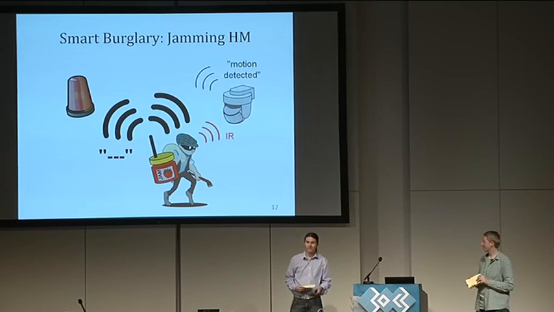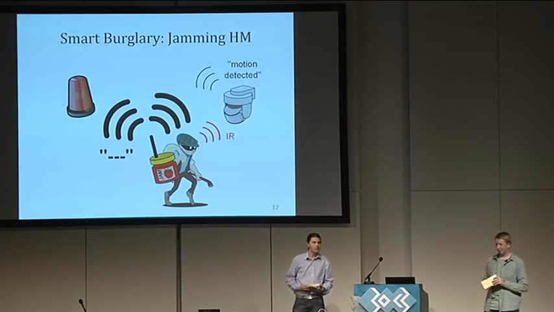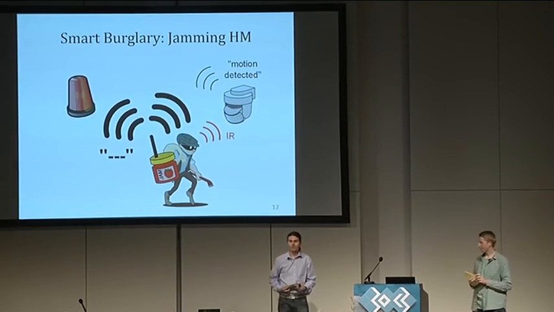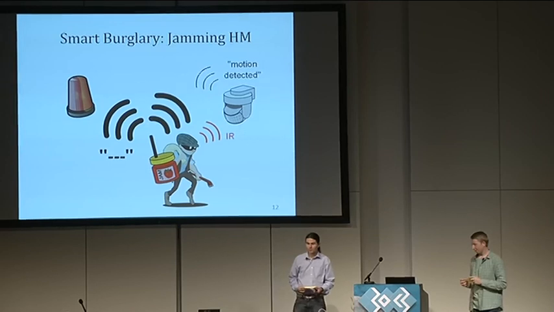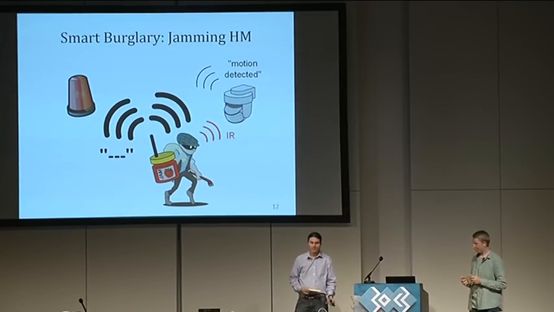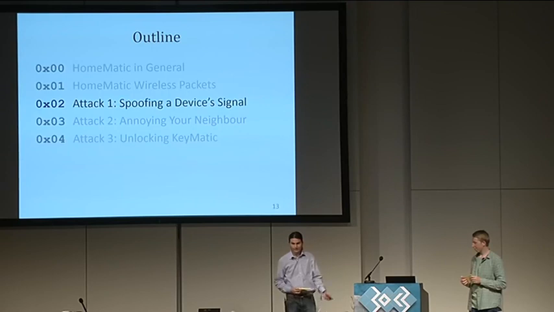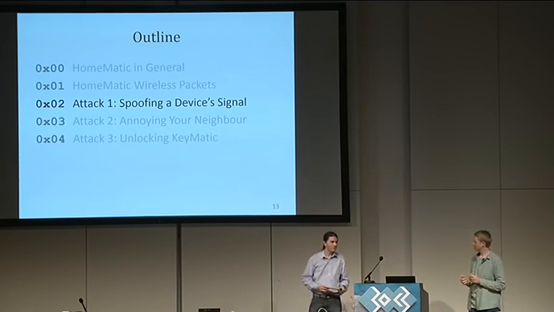Before showing our first attack, I'd like to mention the most simple attack. The most simple attack is a burglar who wears a jammer device, which jams the air traffic. That means it sends a carrier louder than the motion sensor so that the alarm system cannot hear the motion detected packet from the motion detector. So now let's start our first attack.